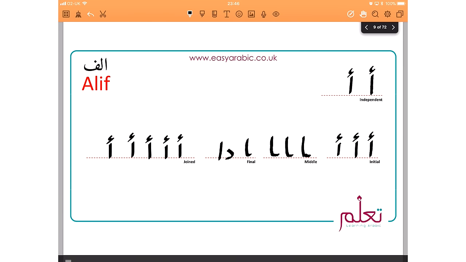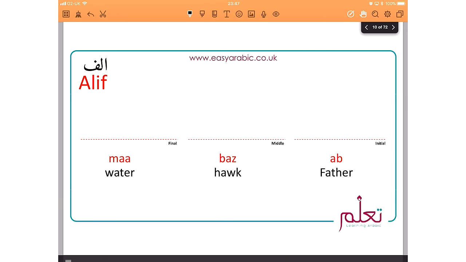The next one, before we do that, we're going to have a look at an example of using the alif. The first one we're going to look at is the word ab. So when we write this in Arabic, with the hamza, and then we have the letter ba, which is like this. Ab. Now when the alif is in the middle, the ba comes first, which is like this. Ba is ba. And then we have the alif, which is like this.